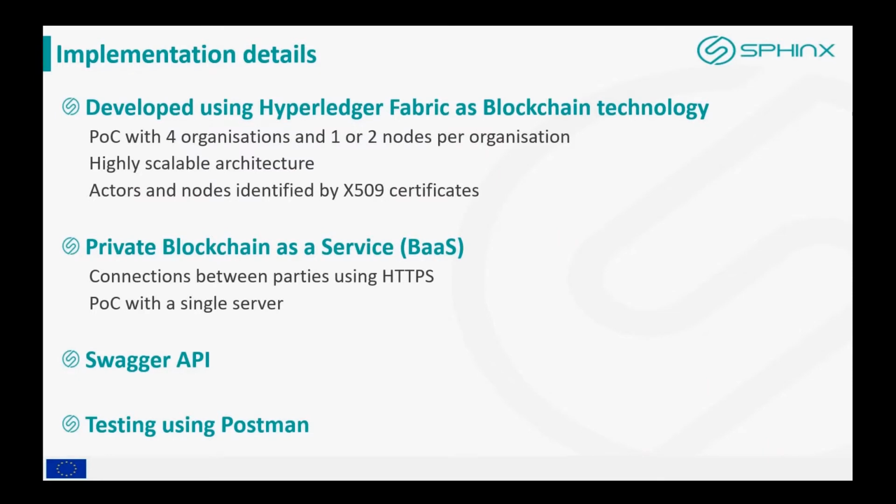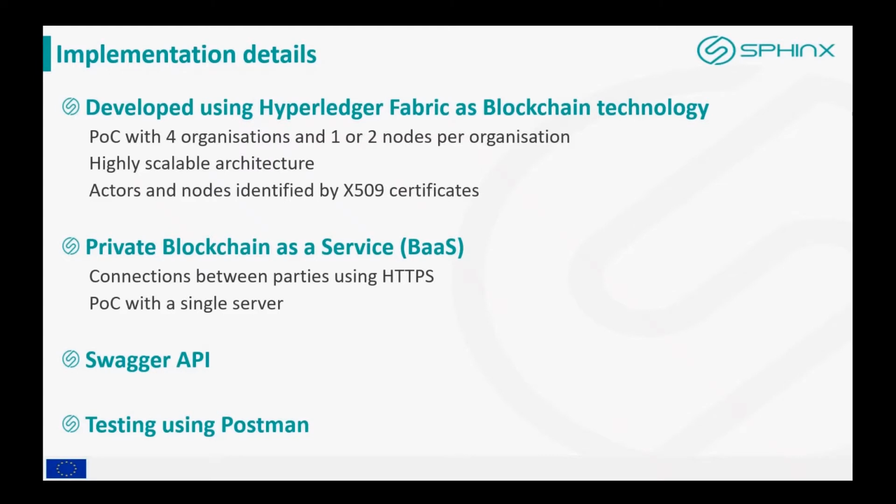I have prepared another slide to show the kind of implementation that we have prepared. We have used Hyperledger Fabric as the chosen blockchain technology, with which we have prepared a proof of concept with 4 organizations and 1 or 2 nodes per organization. We have tested first with 1 node and then with 2 nodes.